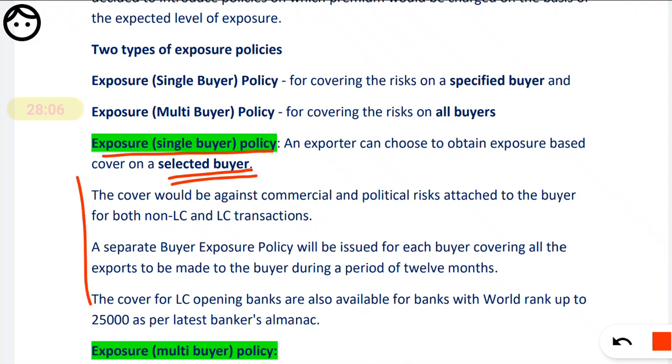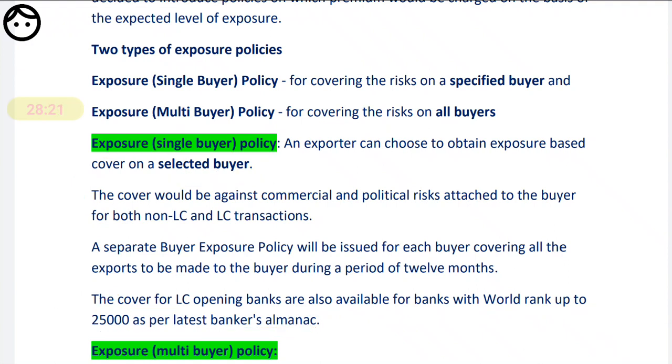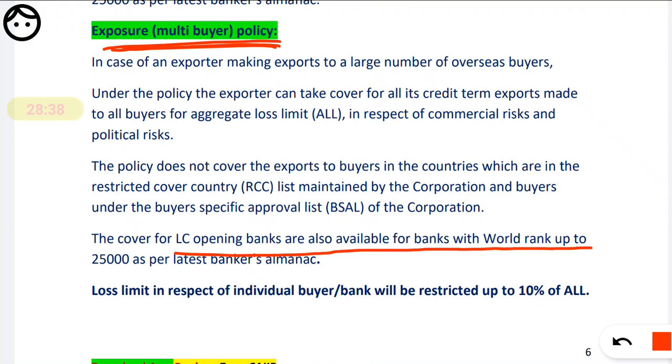For example, the cover for LC opening banks is available for banks with world rank up to 25,000 as per the latest Bankers Almanac. Okay, these are some lines you can read, but they are not that important. Second, you should understand the concept behind the policy. Exposure multi-buyer means all buyers' exposure is covered in this. It is also for LC opening banks with world rank up to 25,000 as per the latest Bankers Almanac.